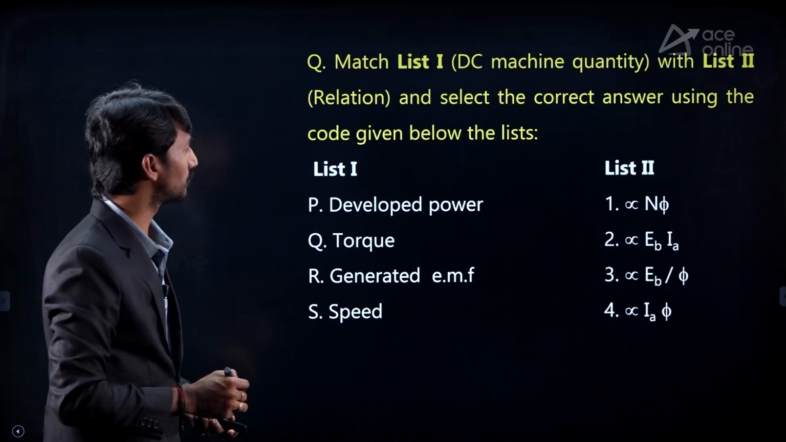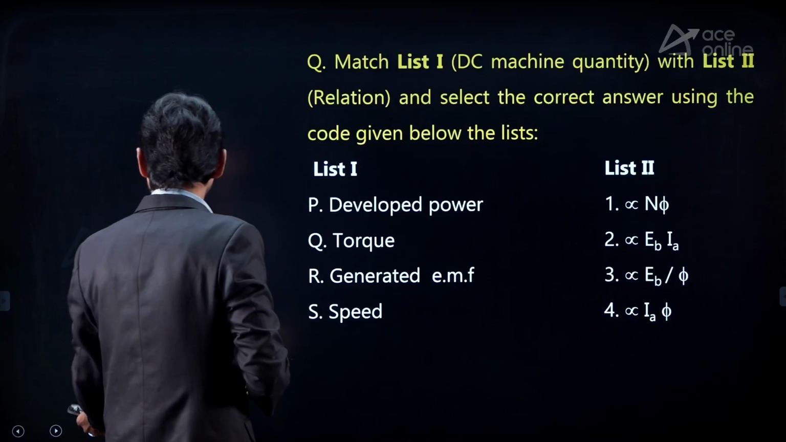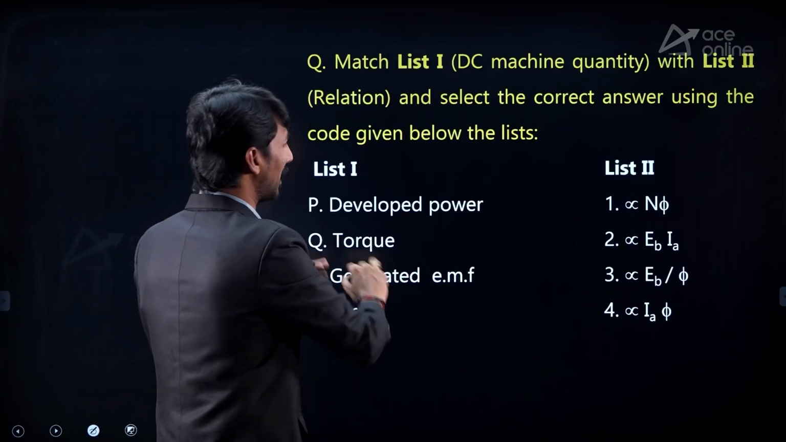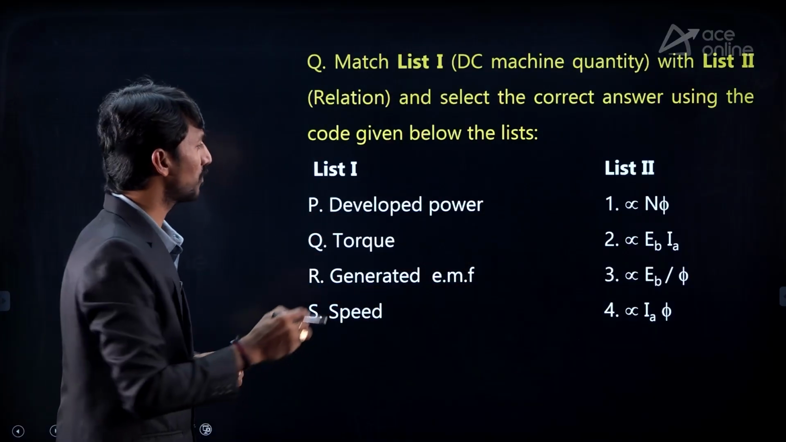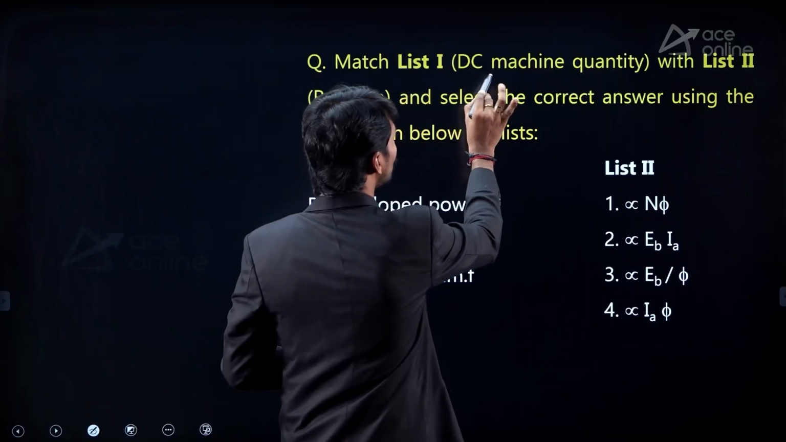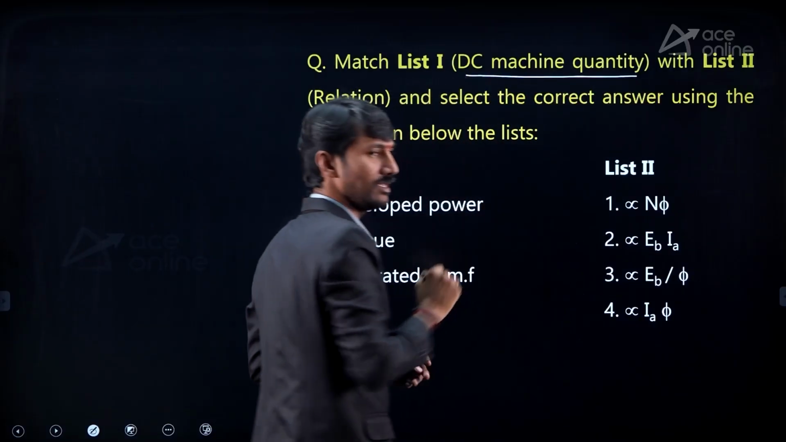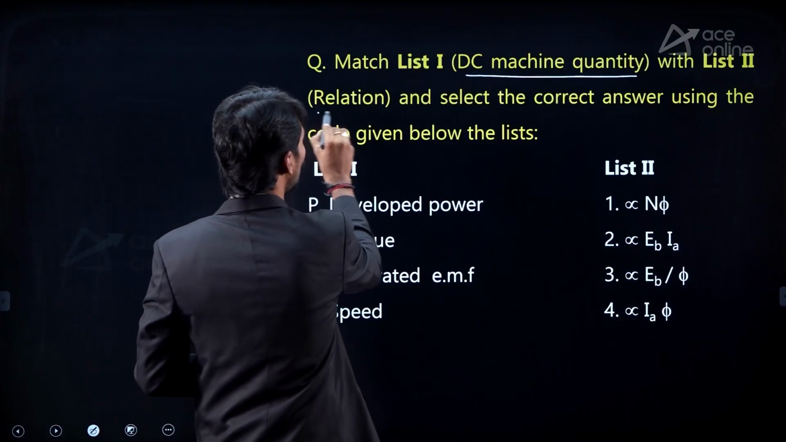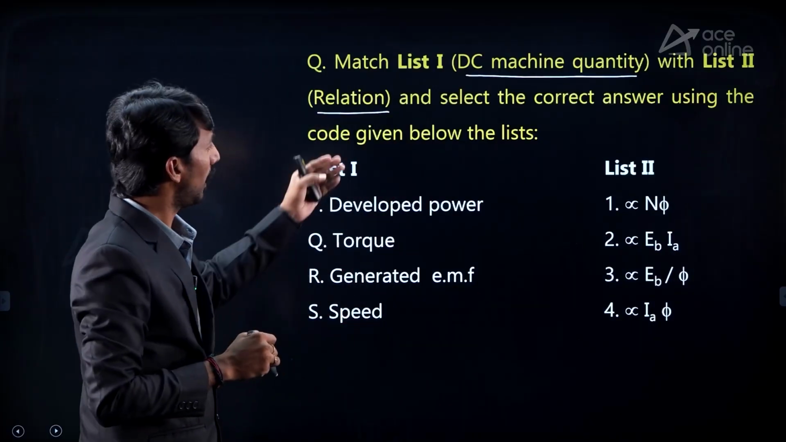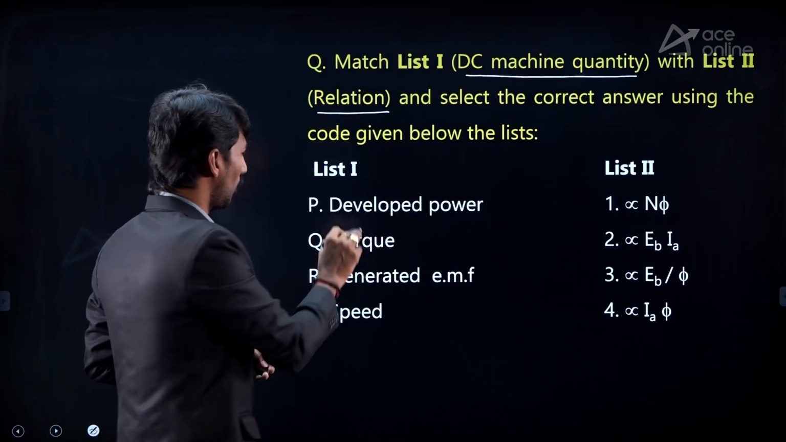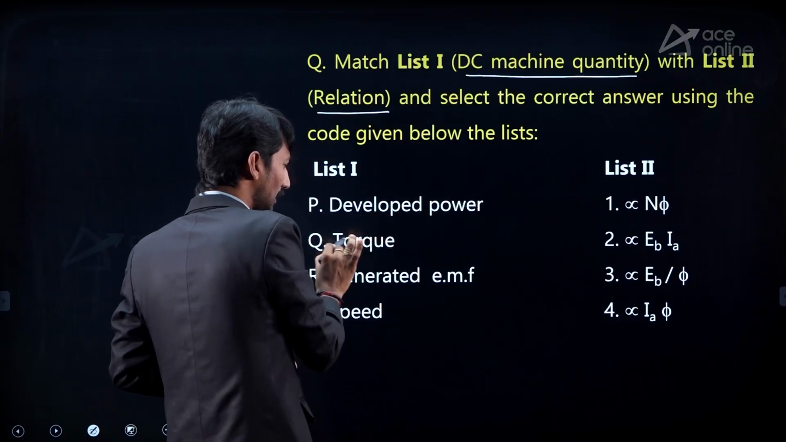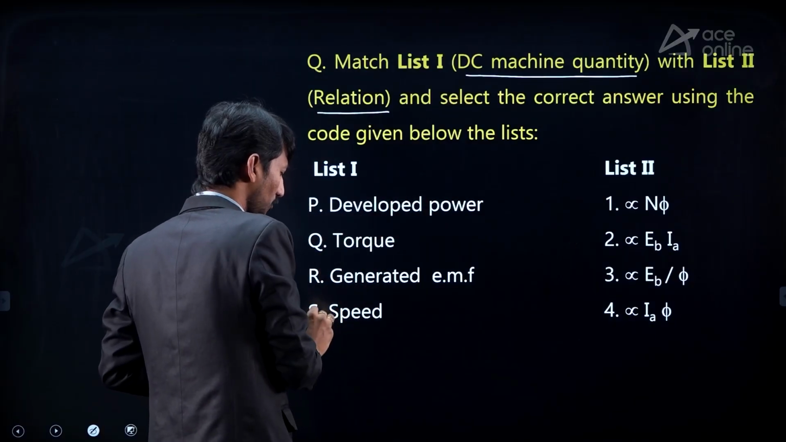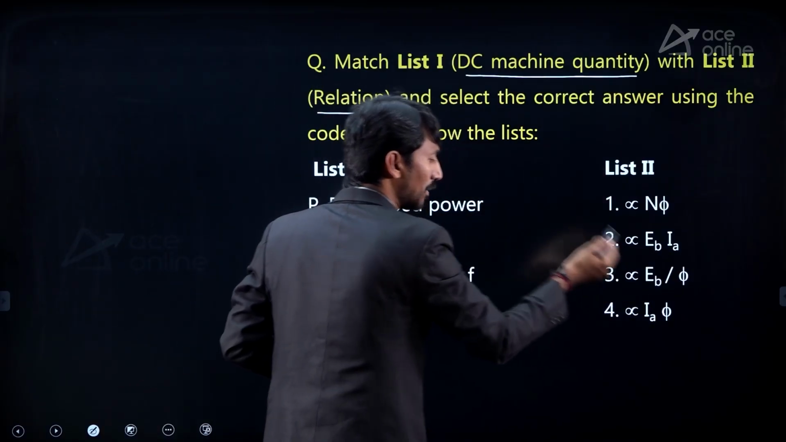Right? Next one. Match list 1 and list 2. For practice purposes, I am taking all these questions. In list 1, DC machine quantities are given. In list 2, relations are given. Correspondingly, we need to match them. Developed power, torque, generated EMF and speed. The corresponding options are given.